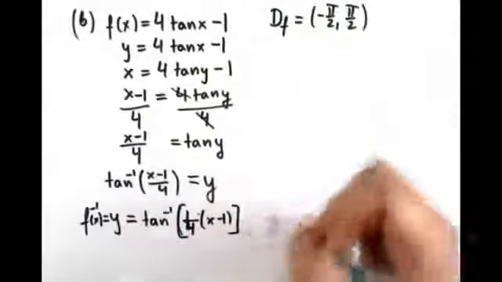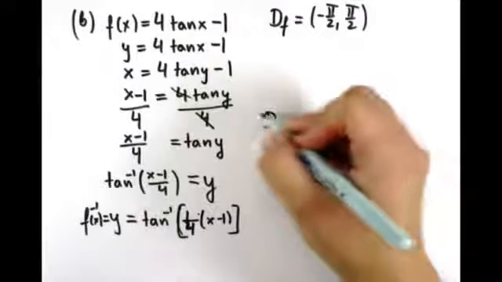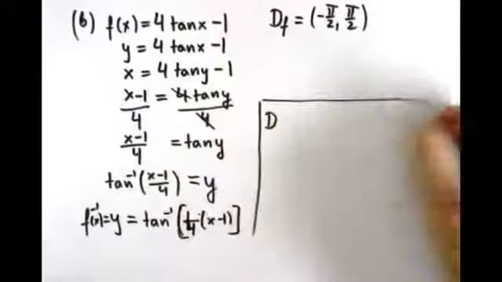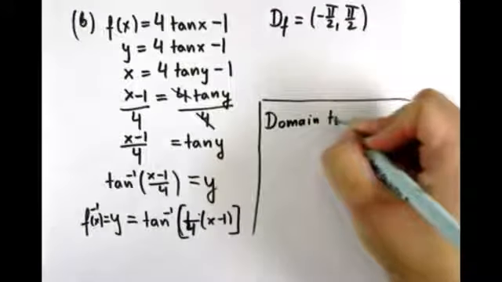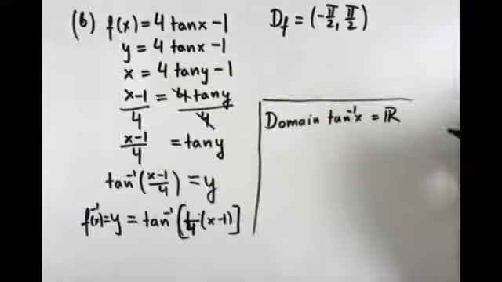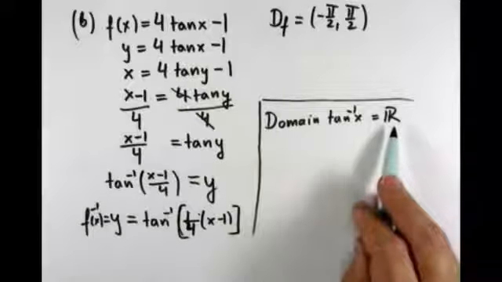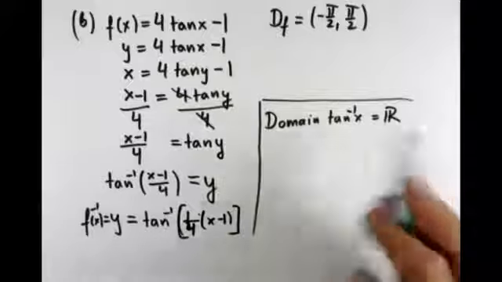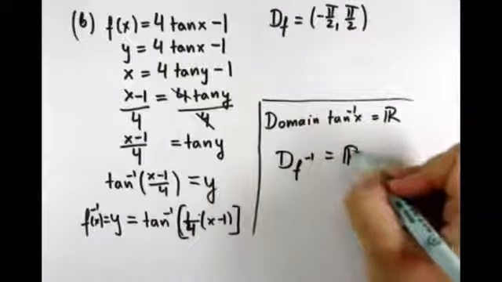And domain of the inverse. Domain of tangent inverse is nothing else but all real numbers. Now, if you stretch the graph 4 times and if you move it, it still will be all real numbers. So domain of f inverse is all real numbers.